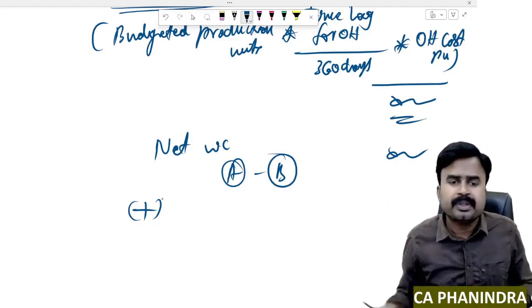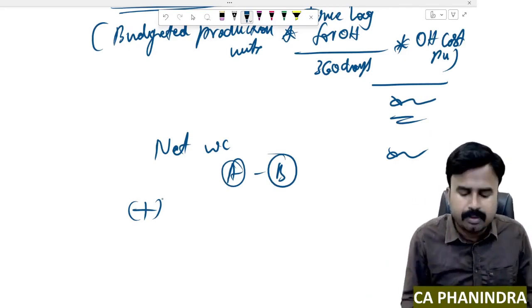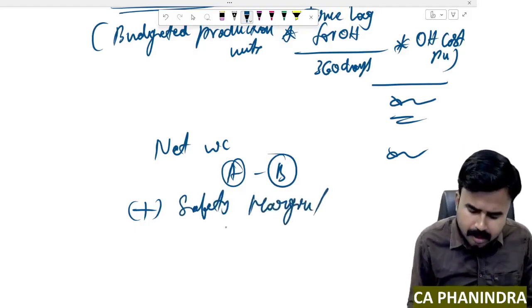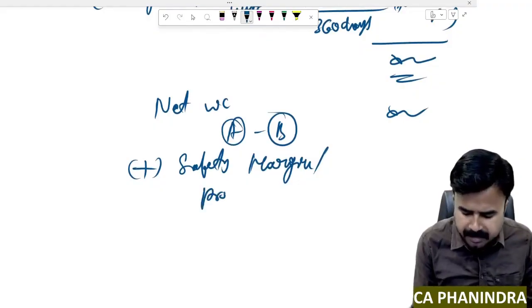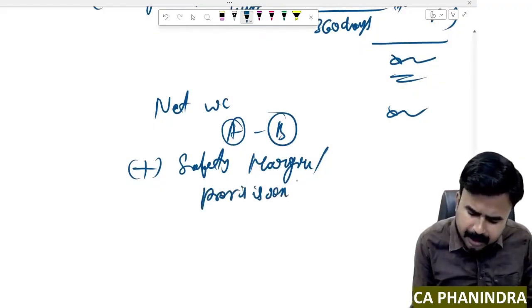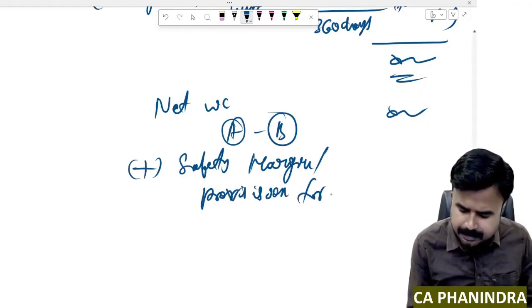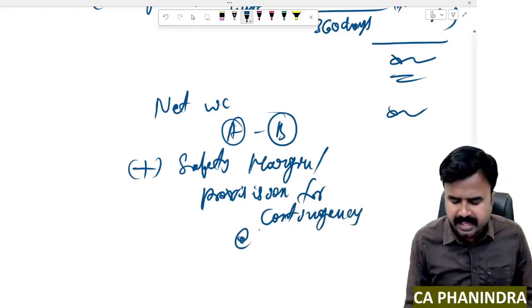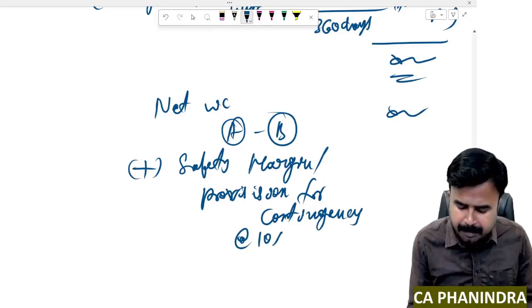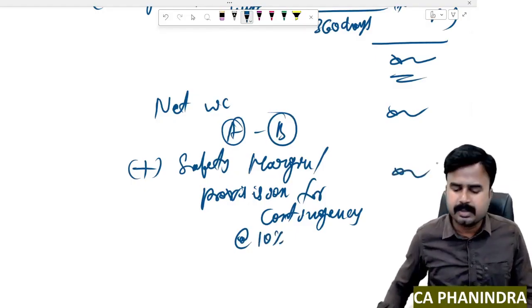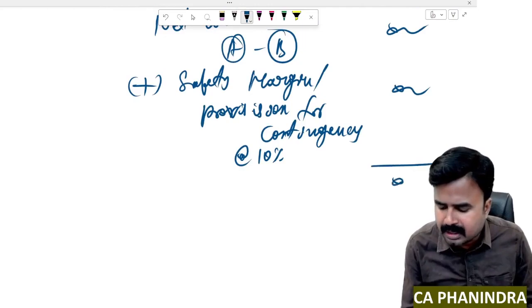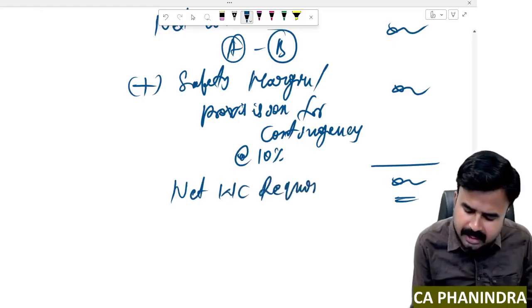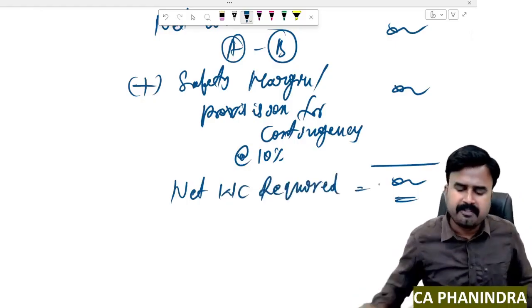Because of this reason, I'm going to maintain some extra margin, which is known as safety margin, or provision for contingency. This is the additional working capital that I'm going to maintain. For example, it can be 10% additionally or 15% or 20% additionally based on your estimation. So add such safety margin accordingly, then finally you're going to get total net working capital required, including safety margin or provision for contingency. This is the final statement.